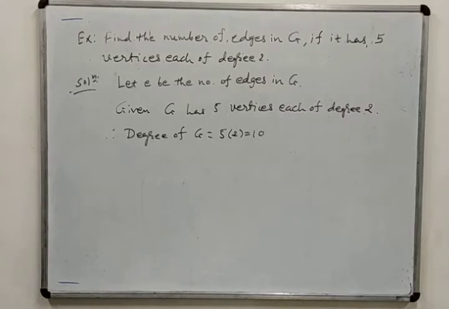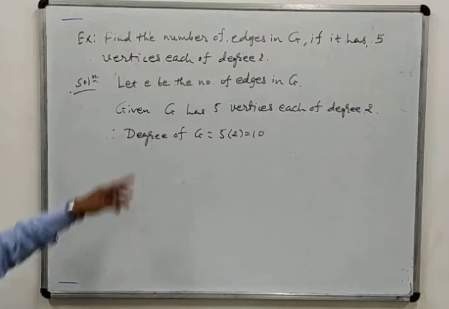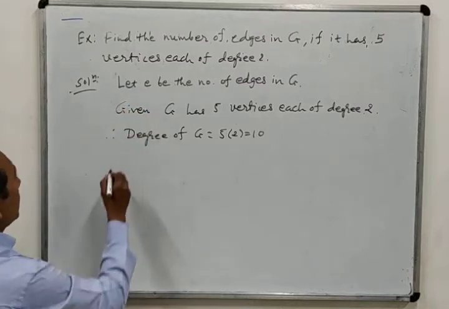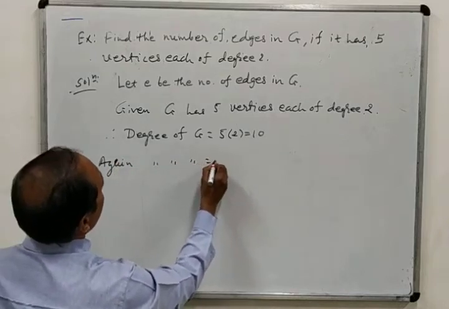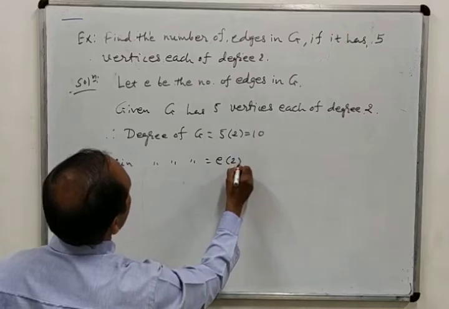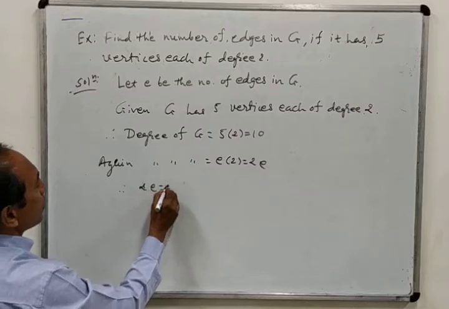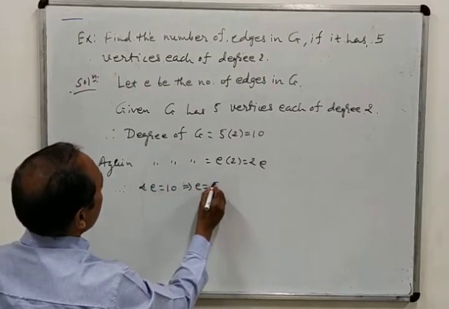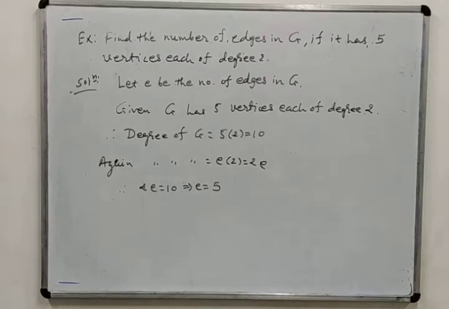And also we know that the total degree of G is always equal to twice the number of edges, and we are given the number of edges is E. So again degree of G equal to E into 2, that means twice E. So therefore we have twice E equal to 10, and this implies that E equal to 5. So there are 5 edges in a graph G. So this is very simple to solve, and you can do it very easily. So you write down this solution.